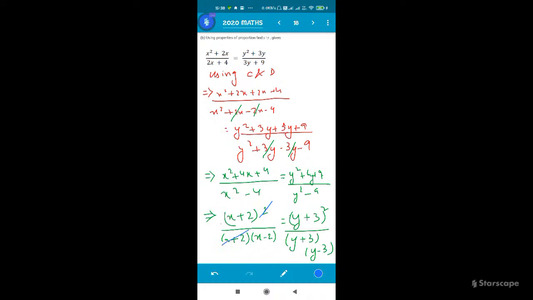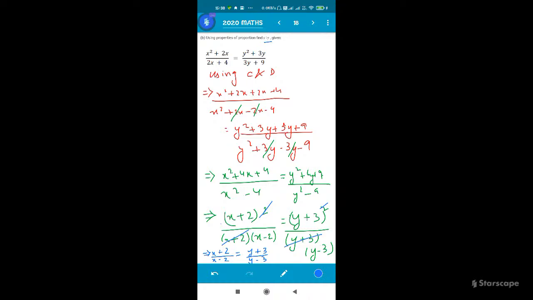We can cancel it out. So we are having x plus 2 by x minus 2, that is, x plus 2 divided by x minus 2. And on this side we have y plus 3 divided by y minus 3. So either you can cross multiply and find out x by y, which was asked, or you can also apply componendo and dividendo once again, so that it becomes much simpler.